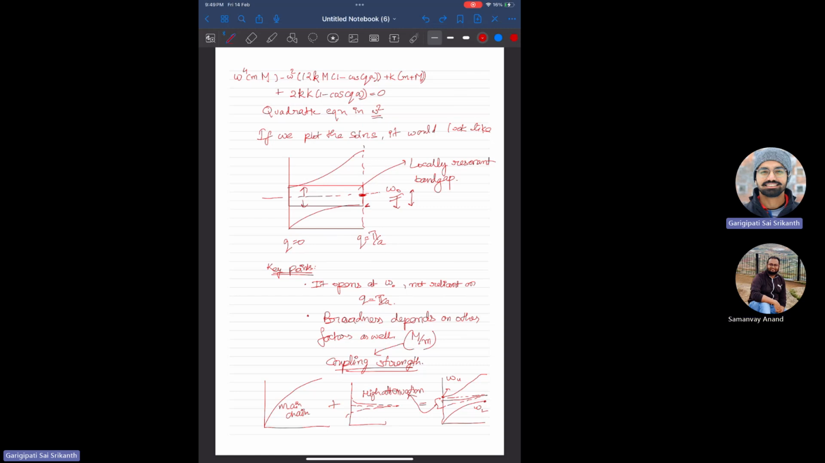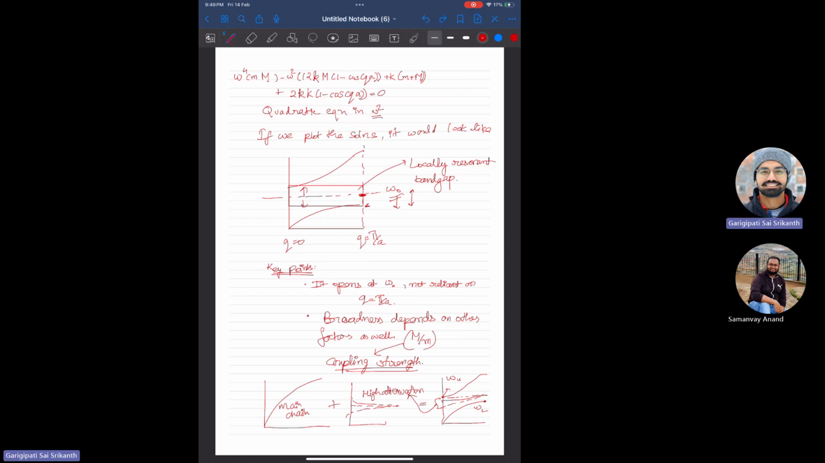When q is equal to pi by a, if unit cell i is moving, let's say, to the right, then unit cell i plus 1 will move exactly the same amount to the left, right? Completely out of phase. So when a monomer chain is completely in phase, the intersite potential, the spring stiffness, is not activated. That is why the frequency is zero here.